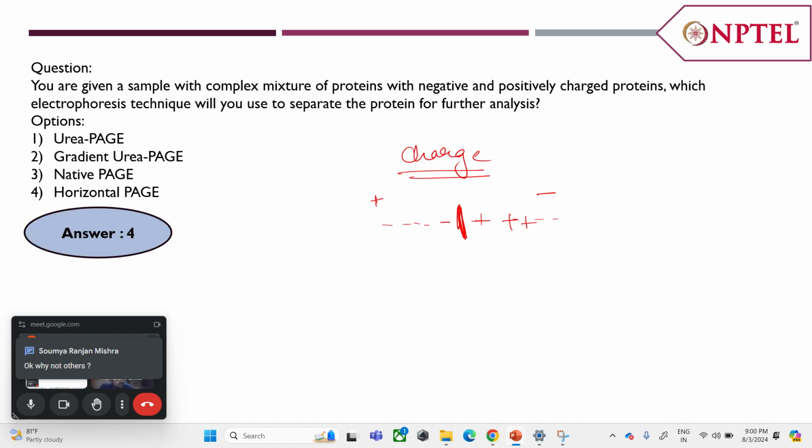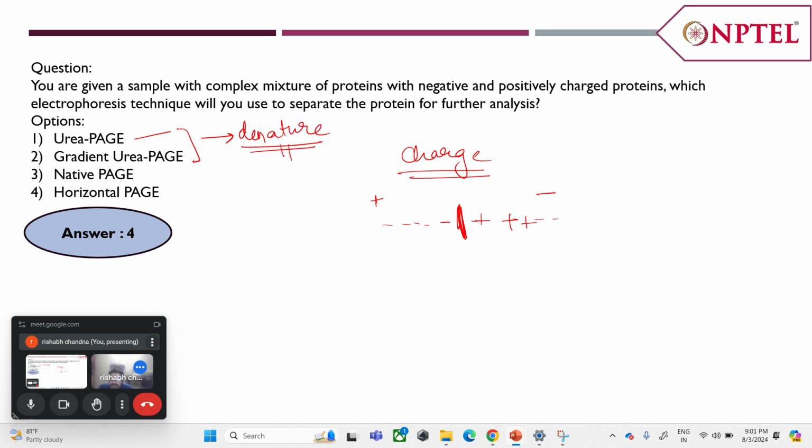Okay, so in case of urea PAGE and gradient urea PAGE, the proteins will denature. They will leave their actual state. So the proteins that are there will not be able to separate. And our motive here is to separate the proteins on the basis of their charge, not on the basis of how we are going to study it.